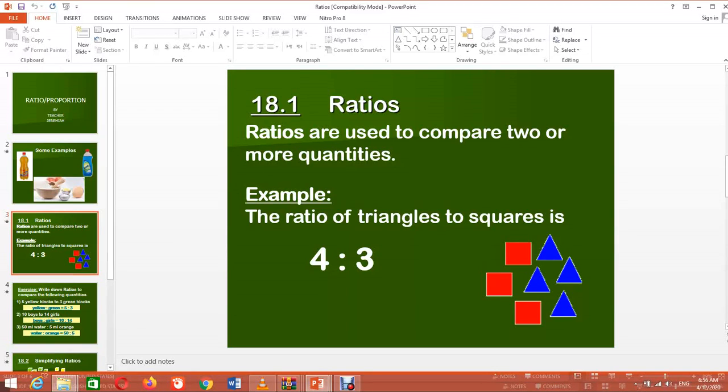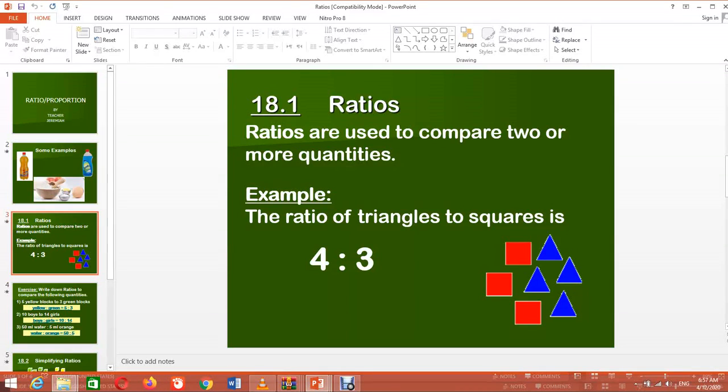Now, what are ratios? Ratios are used to compare two or more quantities. If you want to compare two or more quantities, you have to use what? Ratios. And on this screen, we have triangles and squares.